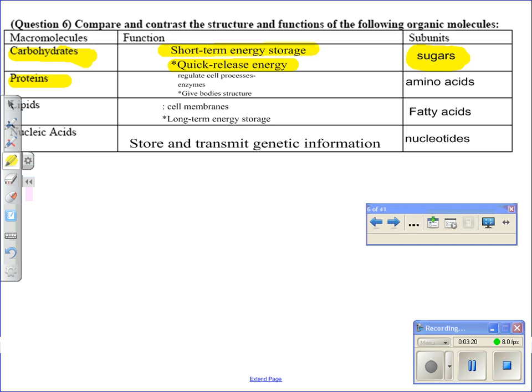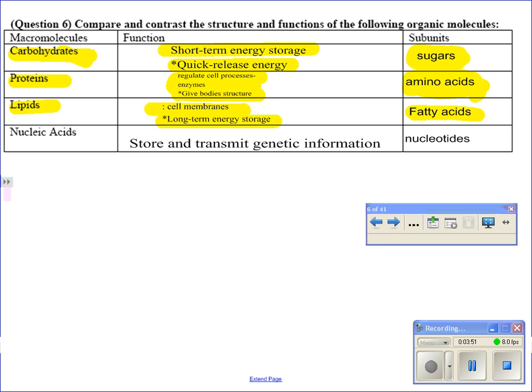Proteins. Proteins regulate cell processes. Enzymes are proteins, and they're the basic building block of bodies and cells. So they give bodies structure. They regulate cell processes. The subunit is amino acids. So amino acids are what make up the organic molecules, macromolecules, or large molecules. Lipids, or fats, the key component in cell membranes, plus their long-term energy storage. Those are the two key things you need to know.